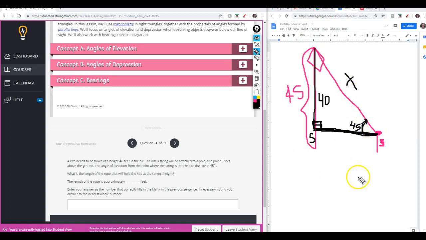So now let's label our triangle based off of this 45-degree angle. The side length opposite it is the opposite side length. So this 40 foot right there is opposite. The side length across from the 90 degrees is always the hypotenuse. And this side right here is the adjacent.